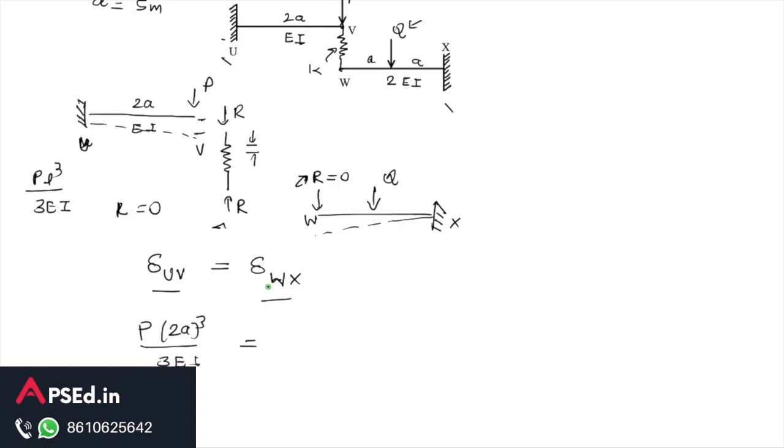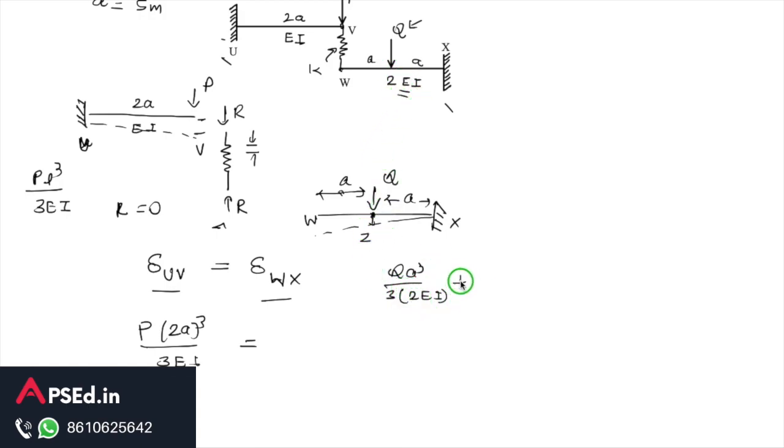Now if we talk about the deflection in WX, so for WX we have this R equal to 0. So we have this load Q which is applied at a distance of A from the fixed end, and then the total length of the beam is also 2A here. So another A distance is here. So for this part, when we write the deflection equation, we will be writing the deflection due to this load at this point. Let's say this is point Z. So at this point Z, the deflection due to load Q will be Q A cube upon 3EI, and EI for this beam is 2EI.